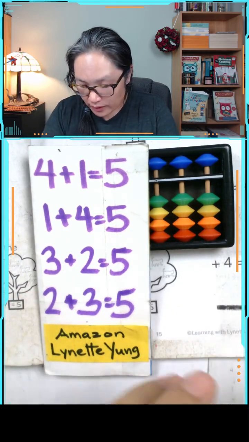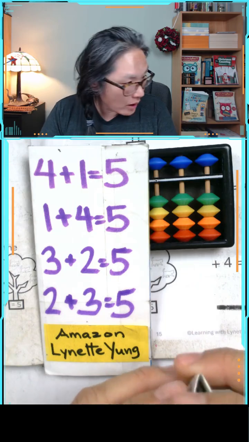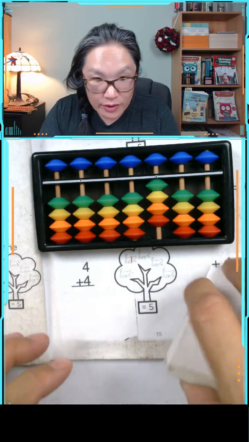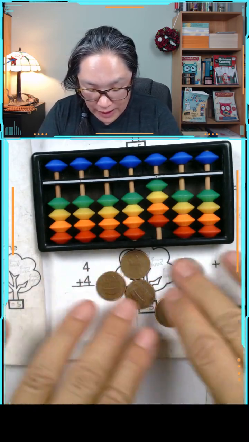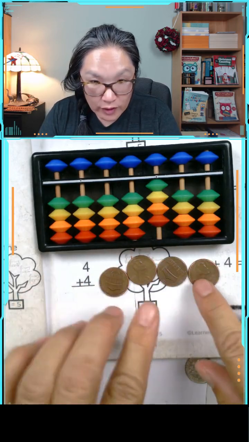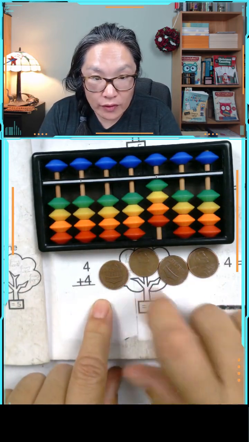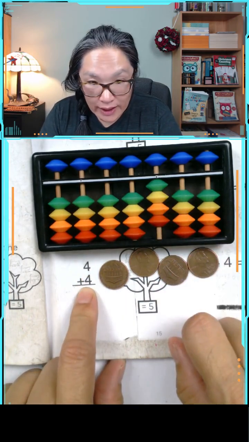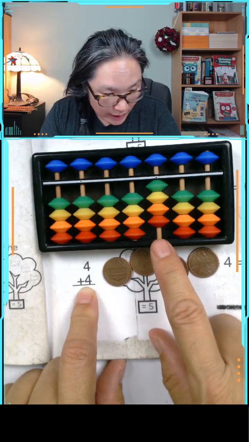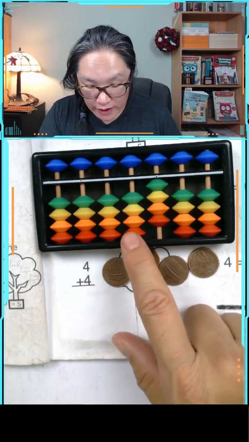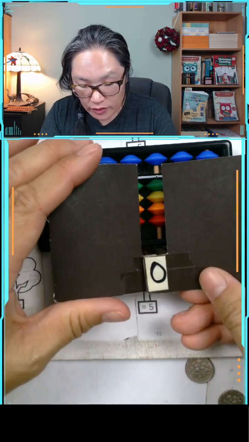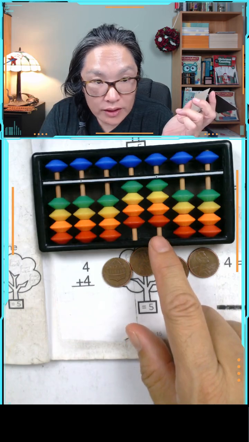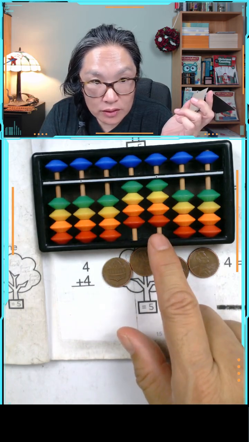Let me show you one way. I have 4 on the abacus, right? 1, 2, 3, 4. There's 4. And then we have 4 again. Well, guess what? There's not enough room to add the 4. We're not going to add 4 here. What would that be? This would be 44, right? But that's not what we want.